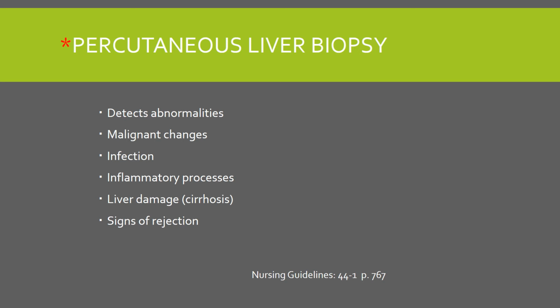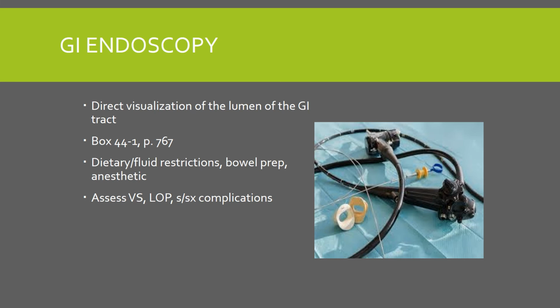In GI endoscopy, it's a direct visualization of the lumen of the GI tract. There are some dietary fluid restrictions. You have a bowel prep, anesthetic. You want to assess their vital signs, level of pain, any signs and symptoms of complications post endoscopy. They could have fever, abdominal distension, abdominal or chest pain. They could vomit blood, have bright red rectal bleeding. So they have to have a light food and fluid restriction. If the EGD is done, which we'll talk about, then they have to wait for the return of a gag reflex.